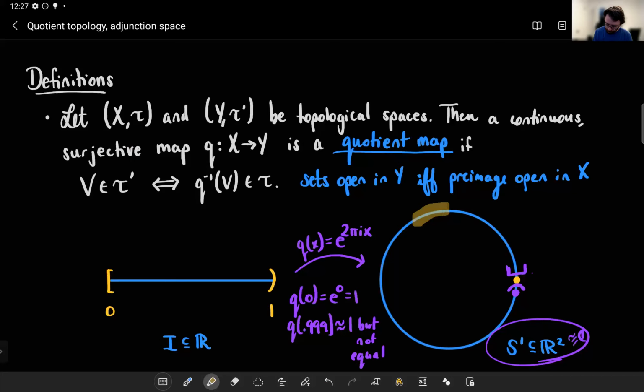For example, if I took this set, imagine it as like an open chunk of that circle, the preimage would look something like this. It would be like that, open interval in there, right? Just imagine unfolding the circle and seeing where that highlighted interval goes. It would go somewhere close to there.